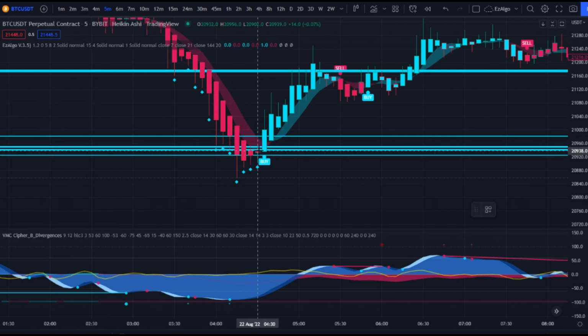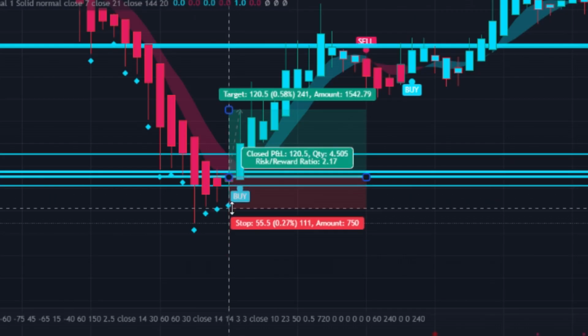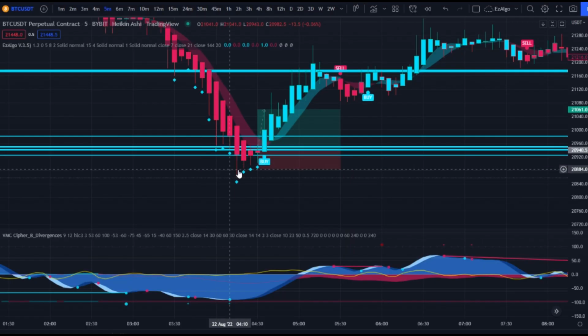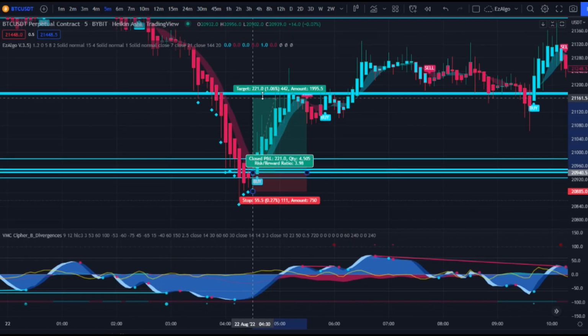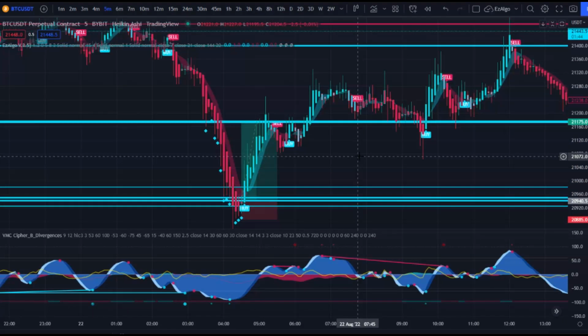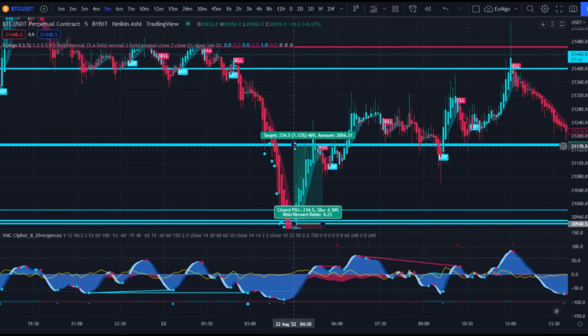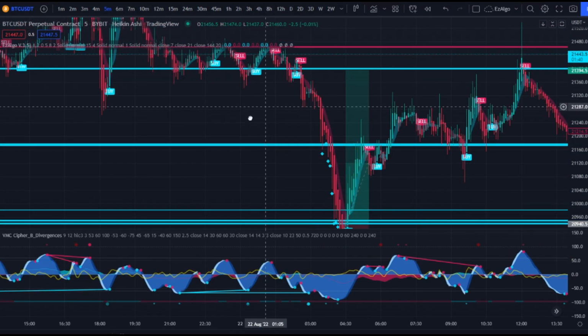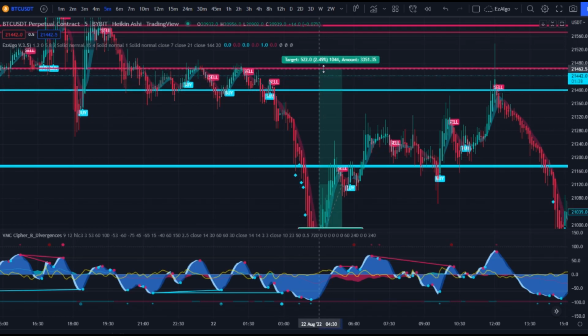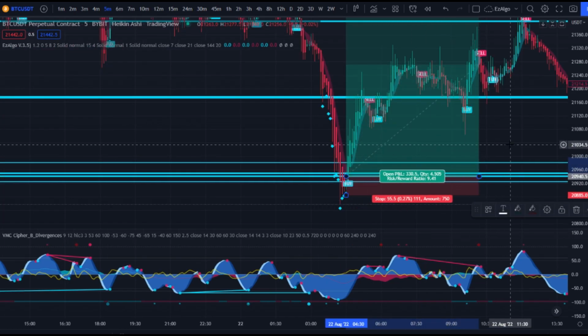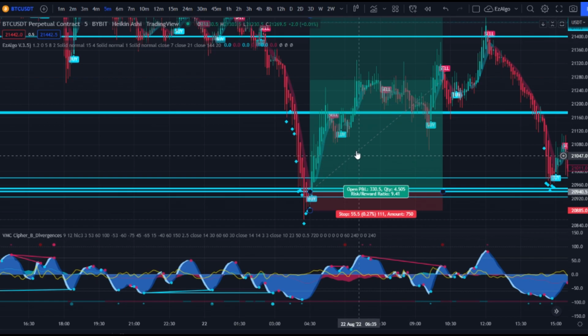So that is when we're going to enter our long position with stop loss below previous swing low. And we're going to be targeting this resistance level for our first take profit and the high resistance level for our second take profit, probably this level right around here. That was a winning trade.